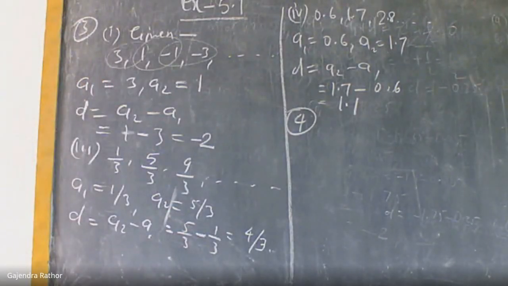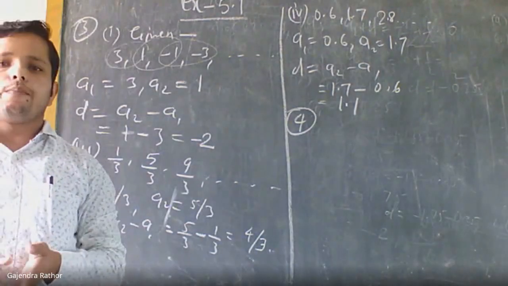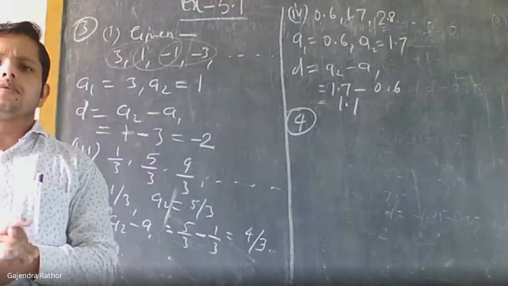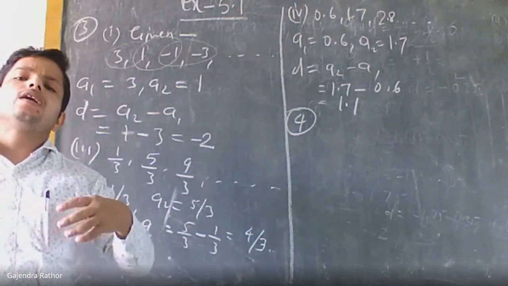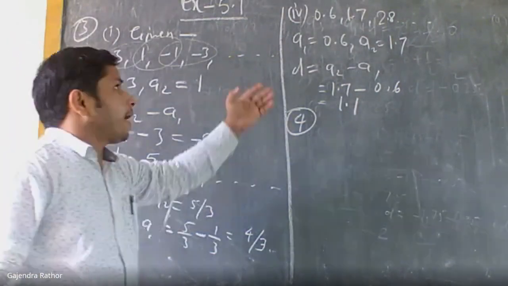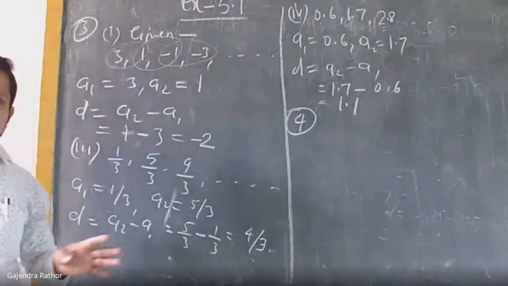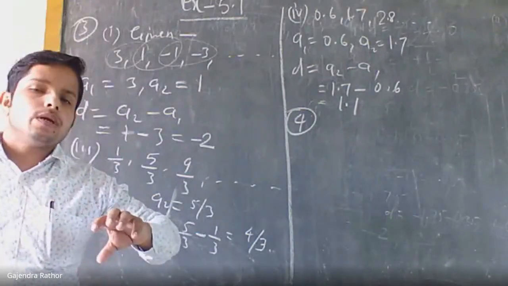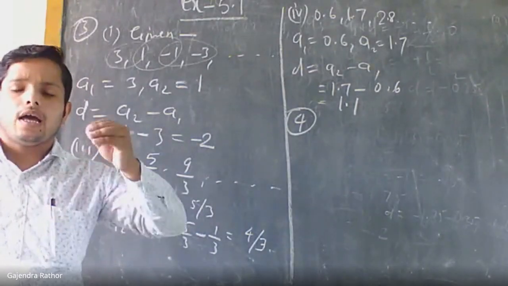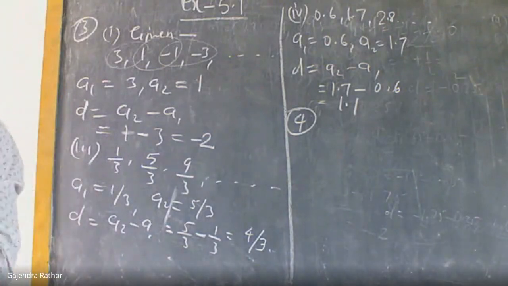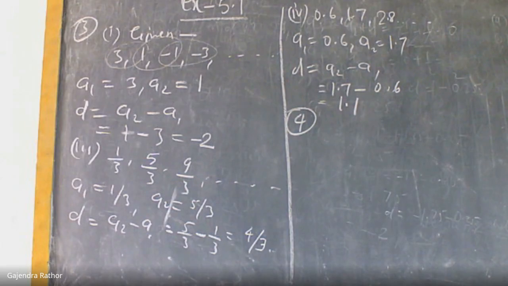If there is any doubt, you can ask me about finding the common difference of an AP. In some APs, we get different values, in some decimals like this, in some fractions like this. But the way of finding the common difference will be the same for any AP. So if anybody has any doubt, kindly ask to find the common difference.